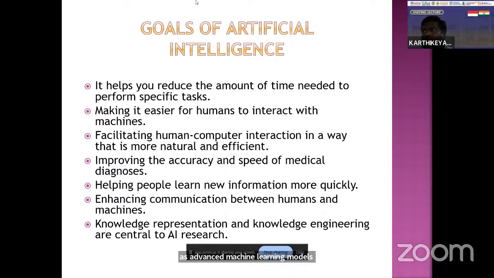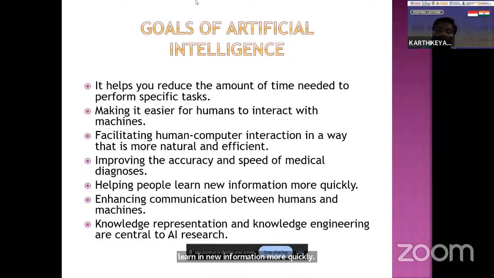And the next one, the goal of AI. The goal of AI is to help reduce the amount of time needed to perform a specific task. It makes it easier for humans to interact with machines. Actually, the goal of AI is to develop systems that can analyze large data sets to identify patterns and make data driven decisions and help people to learn new information more quickly.